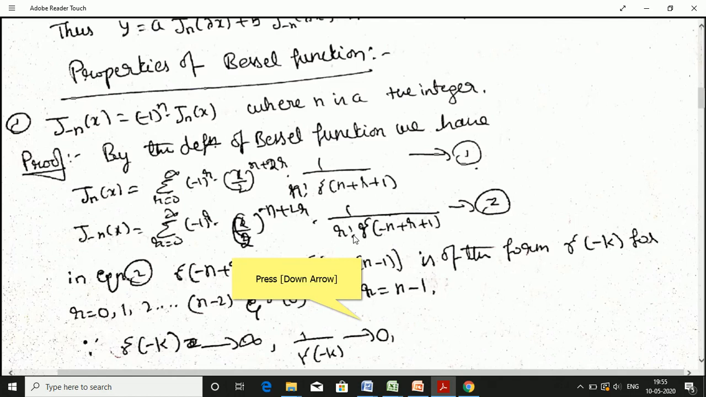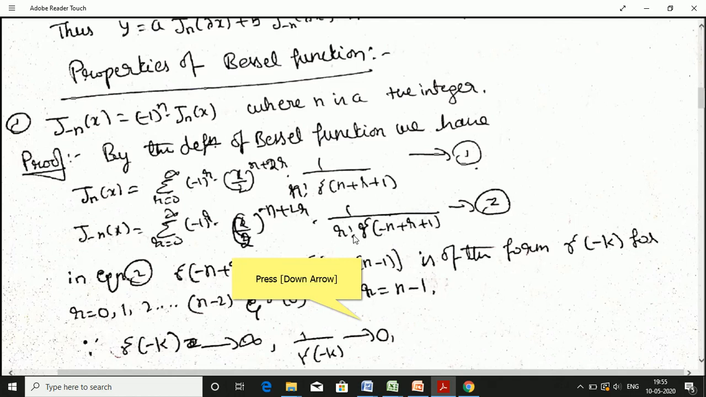By the definition of Bessel function, we have Jn of x is equal to sigma r equal to 0 to infinity minus 1 power r into x by 2 to the power of n plus 2r into 1 divided by r factorial into gamma of n plus r plus 1. This is by definition of Bessel function Jn of x. We require J minus n of x. So put n is equal to minus n.